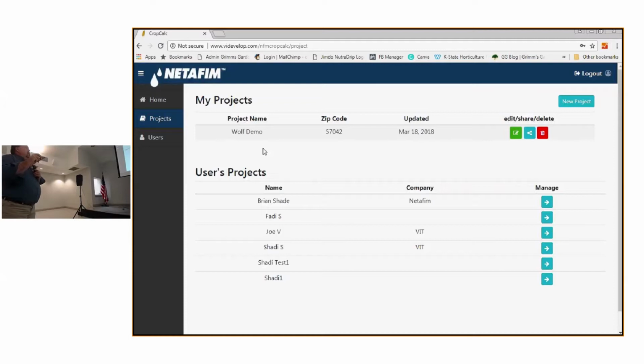And if you want to put in a new project, you click new project, and then you can add in the name and the zip code. The zip code's important because the nutrient uptake and growth of a corn crop is based on growing degree units. So the growing degree units at your zip code is the driver mechanism or the engine for the uptake.